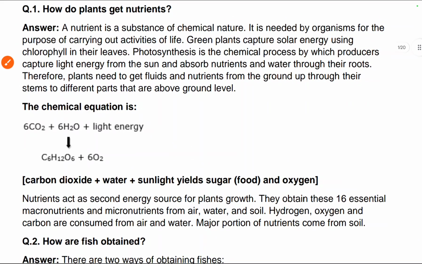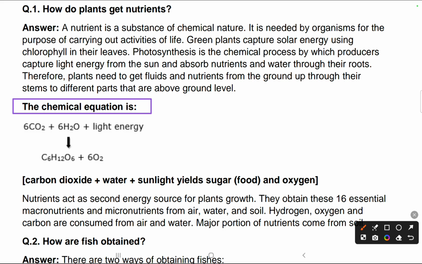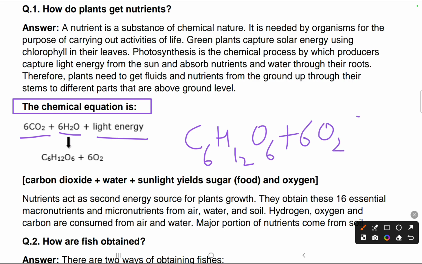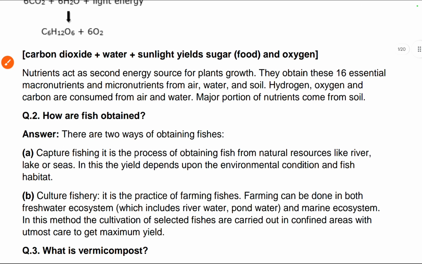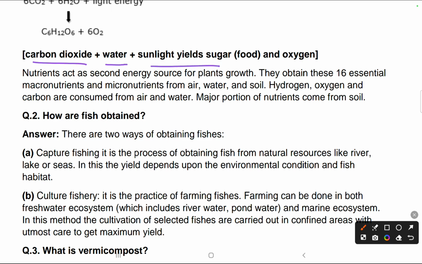Now in this question you will write the chemical equation, which would give a good effect to your answer, and the chemical equation is 6CO2 plus 6H2O plus light energy gives C6H12O6 plus 6O2. Okay, next we have carbon dioxide plus water plus sunlight yields food and oxygen.